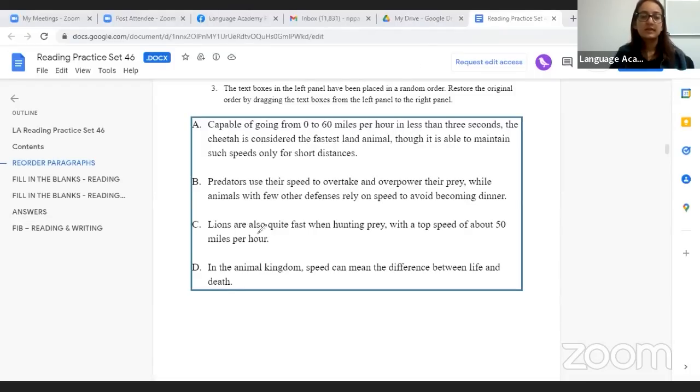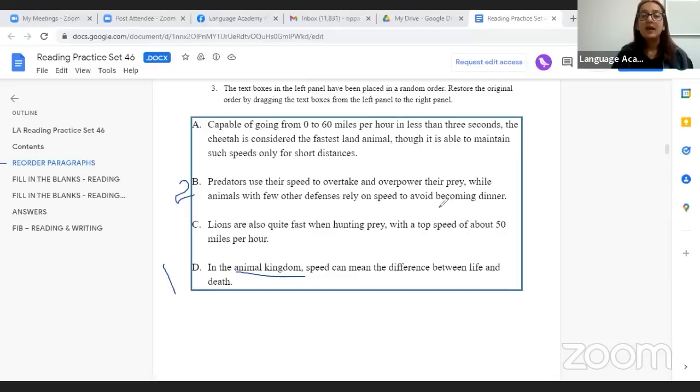All right, let's see. The first one is D, in the animal kingdom, because animal kingdom is a very broad word. Then talking about cheetah, predator, and lions. So in the animal kingdom, speed can mean the difference between life and death. They further explained why they are saying this, because predators use their speed to overtake and overpower their prey, while animals with few other defenses rely on speed to avoid.